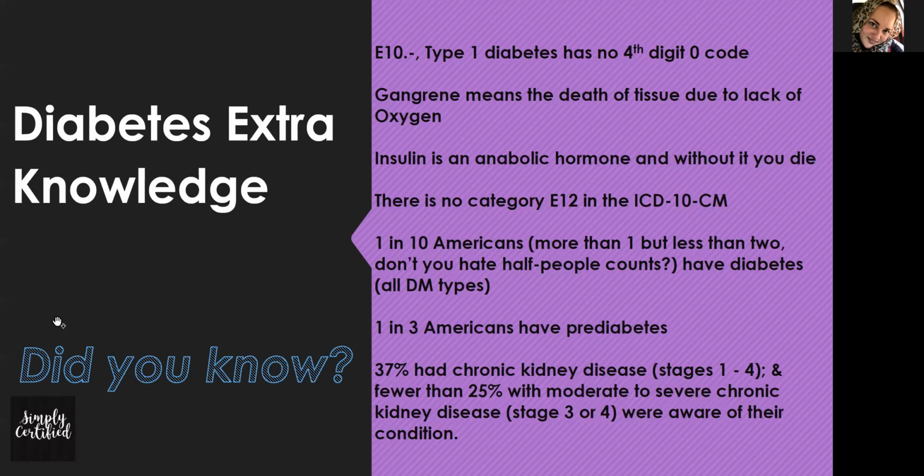A little bit of extra knowledge about diabetes, and I'm getting excited because we are at the end of this presentation. I've been talking now for a while. Did you know, and I hope you did because I said this earlier, E10 type 1 diabetes has no 4th-digit 0 code. Did you know that gangrene means the death of tissue due to lack of oxygen? Insulin is an anabolic hormone, and without it, you die.